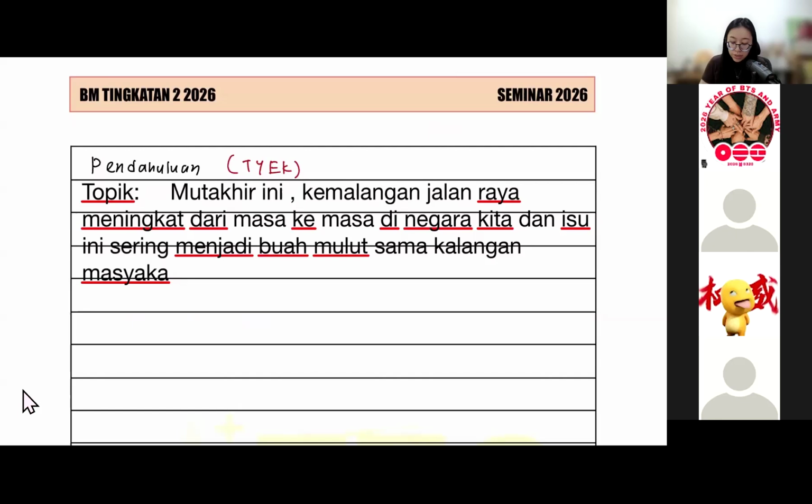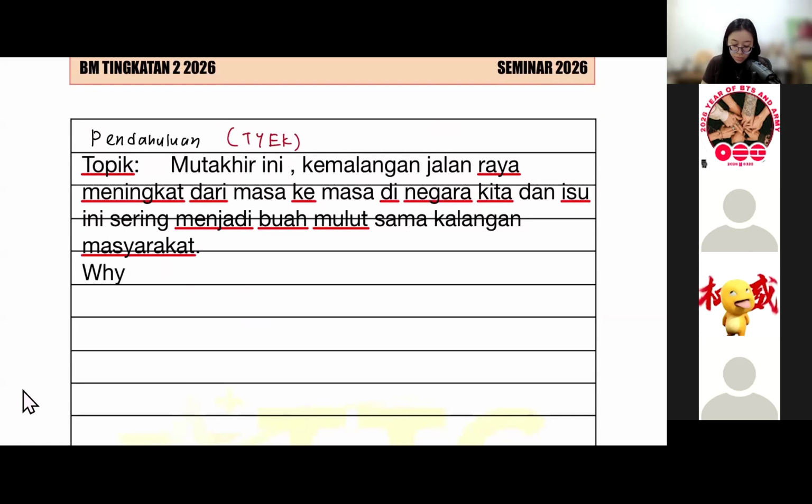Okay, why do you think nowadays accidents keep on happening? Why? Masyarakat. Mengapakah kemalangan jalan raya meningkat dari masa ke masa? Why do they keep on increasing? Remember, if you put why here, the reason is one of your EC. Then when you're writing EC, you cannot use it already, because same point actually no marks. So you cannot repeat. So what is the reason? Why do car accidents always happen, keep on increasing? Why? Mengapakah kemalangan jalan raya meningkat dari masa ke masa?